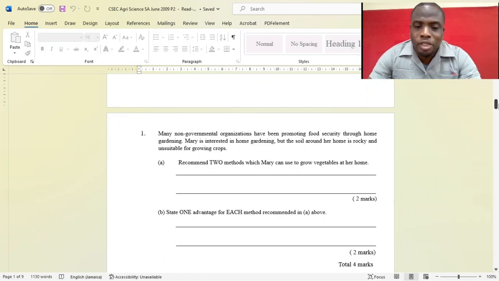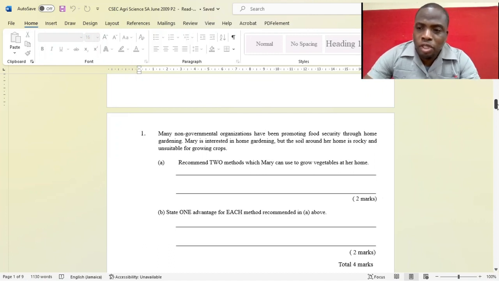many non-governmental organizations have been promoting food security. And we know food security is to ensure that food is available to all persons, good quality access to food through home gardening. Mary is interested in home gardening, but the soil around her home is rocky and unsuitable for growing crops. So right there in that statement, she's not able to basically cultivate in the soil around her home. And we're asked to recommend two methods Mary can use to grow vegetables at her home.